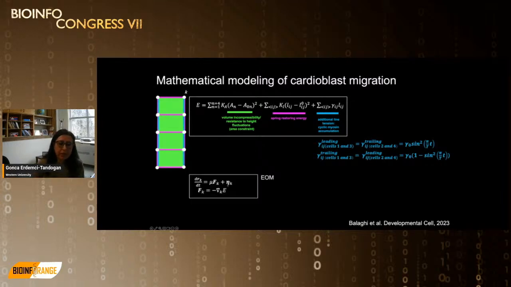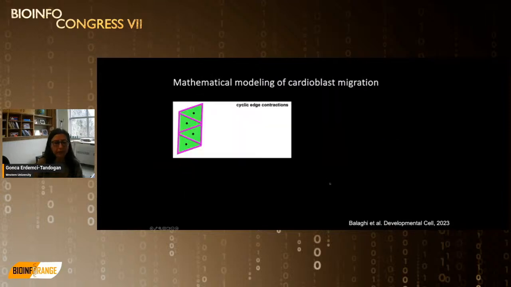And from here, we solve our equation of motion, meaning that we want to know the positions of these vertices, where they go in time. F here is the force acting on each one of these vertices, which is the negative gradient of the energy functional. And here is how they look in the simulations.